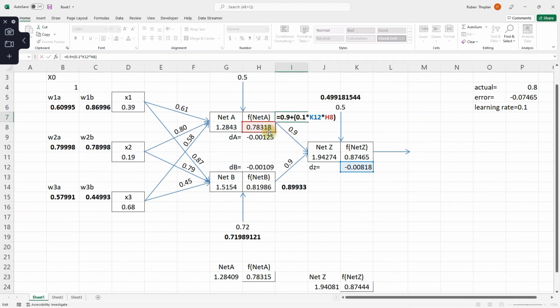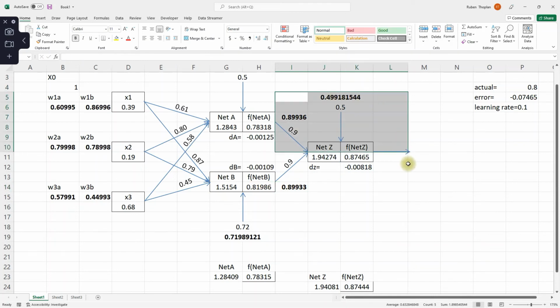Let me just show you the formula. You took 0.9 plus 0.1, which is eta, multiplied by delta z, which we computed already, multiplied by H8, which is the input from node A to node Z. All right, XAZ becomes that. And of course, I guess you would understand how I obtained this one by now. It will take 0.9 plus 0.1 times the delta z that you've already computed multiplied by the 0.81936. So this is how you have been able to update the weights that are connected to the output node.